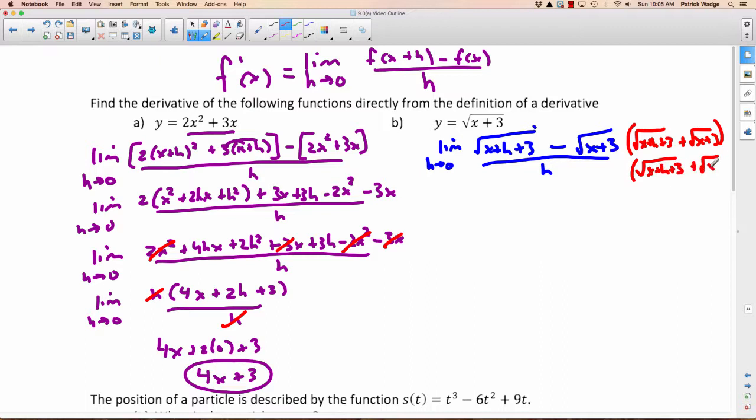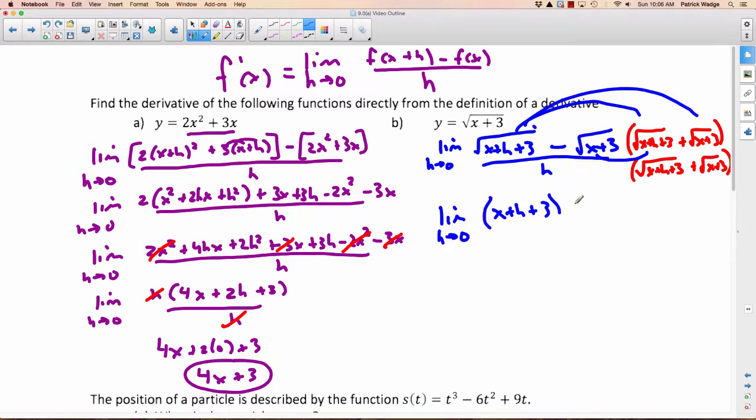Oh, it's a lot of writing, isn't it? Okay, so here we go. On the top, the square root of x plus h plus 3 times another square root of x plus h plus 3 is just x plus h plus 3. I'm going to write the limit here. Okay, good. Then the next two are going to cancel, right? When we multiply this times this, and then this times this, those are going to cancel. One's going to be positive, one's going to be negative. So convince yourself of that. And then we have negative square root of x plus 3 times positive square root of x plus 3, so it equals negative x plus 3. On the bottom, again, don't expand, just leave it exactly the way it is right now.